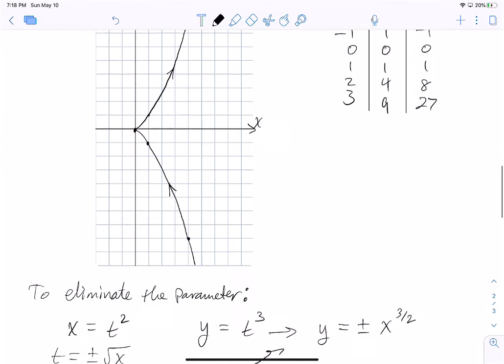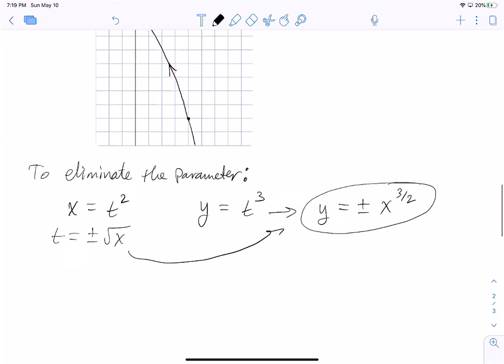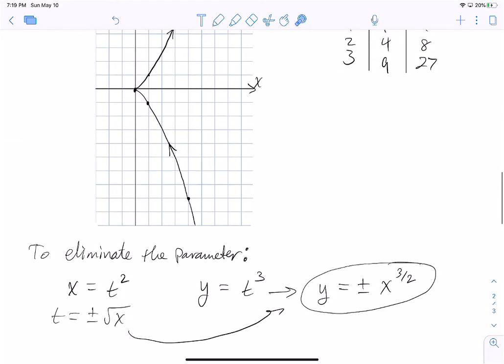As far as eliminating the parameter, since x is equal to t squared, we know that t is equal to plus or minus the square root of x. I hope you remembered the plus or minus. We can put that value into the equation y equals t cubed. The result is that y equals plus or minus x to the 3/2. We need both plus and minus because, as we can see, we have curve both below and above the x-axis.